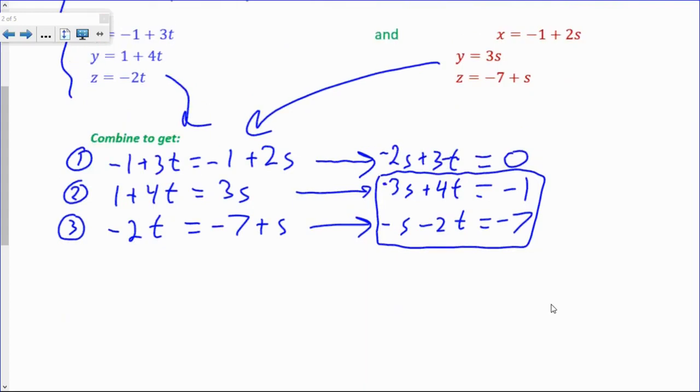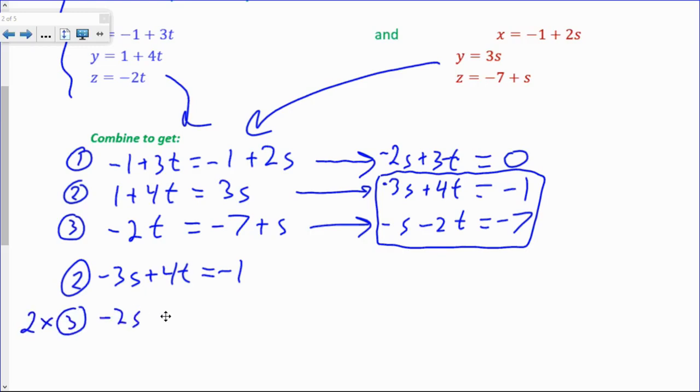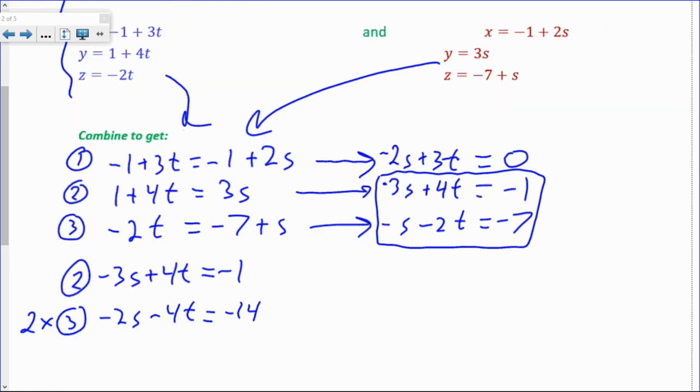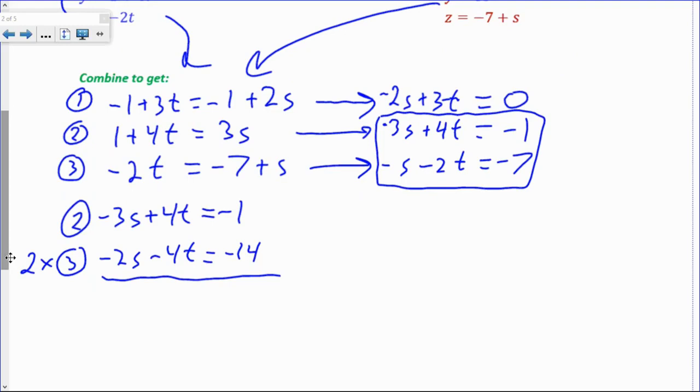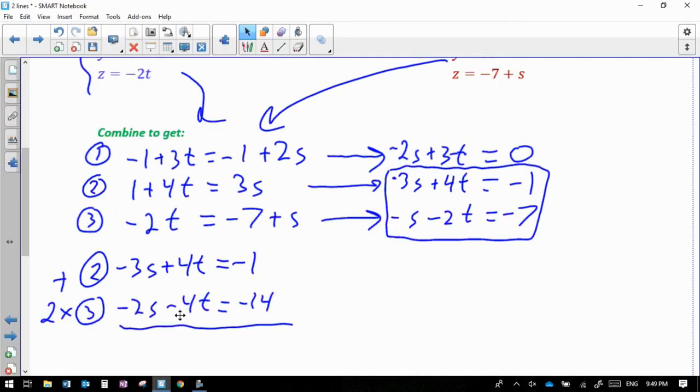It's fine. So what I'm going to do is rewrite equation 2 as negative 3s plus 4t is equal to negative 1. And then I'm going to do elimination. I'm going to take equation 3 and double it. So 2 times equation 3 will give me negative 2s minus 4t equals negative 14. And now I can add those two equations together. When I do that, we're going to eliminate the t's, solve for s, and go from there. Let's just take a look at that.